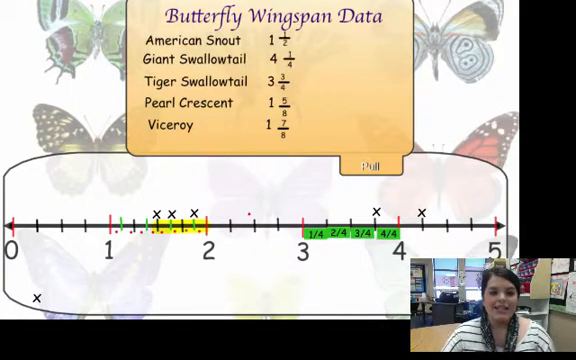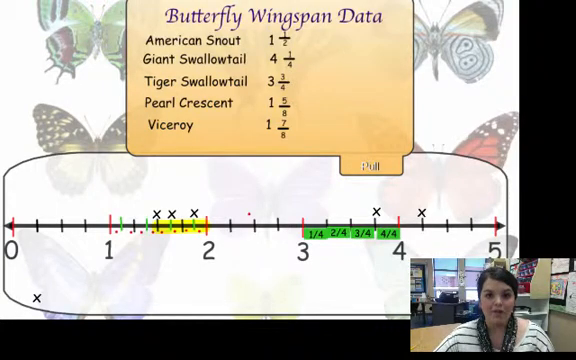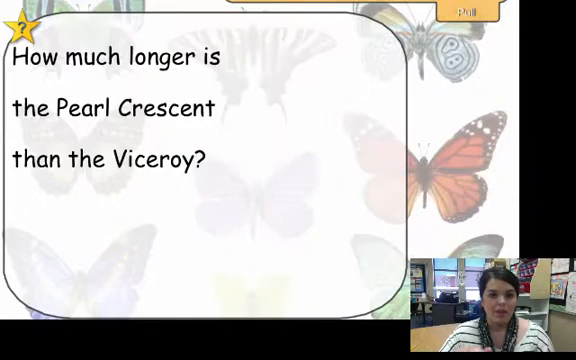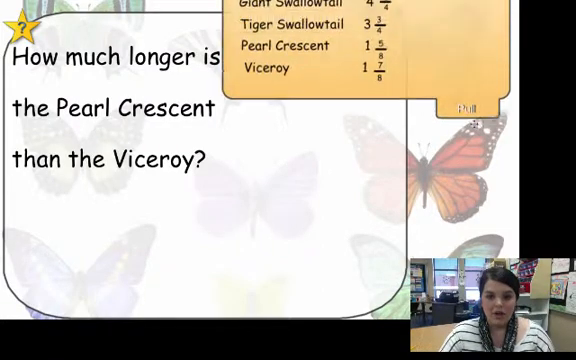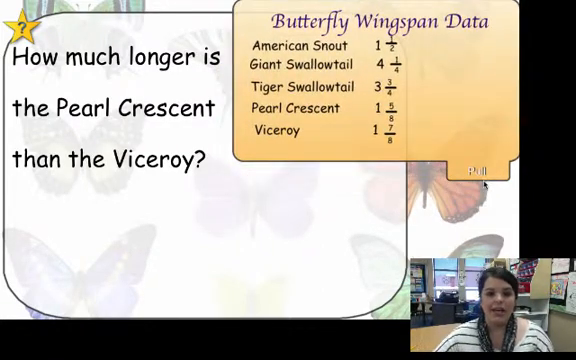Great job. Let's take a look at a few of the skills we're going to need in order to complete the second page of this worksheet tomorrow. We are going to be asked to compare the data. So how much longer is the Pearl Crescent than the Viceroy? So in order to answer that question, I'm going to have to look at my data again.